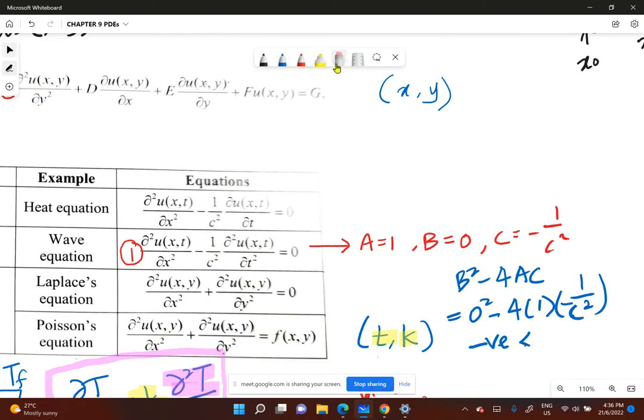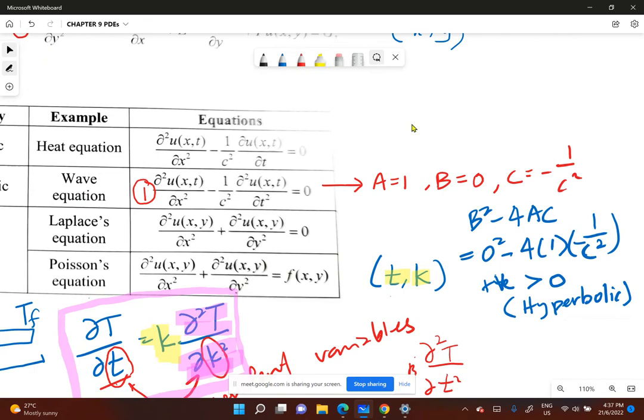Macam mana pun dia akan positive value, sebab yang ni dah negative times negative. So anyhow it will become positive value. That means it will be larger than 0. If larger than 0, that means this is a hyperbolic. Boleh, yeah. Okay, boleh. So sekarang boleh.